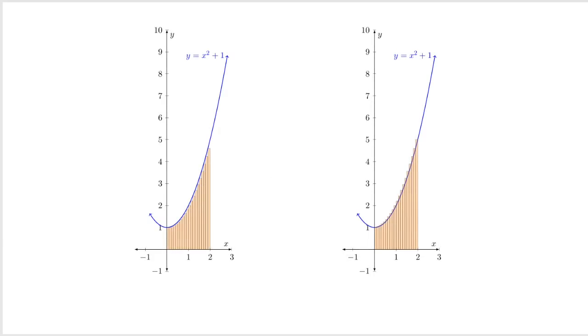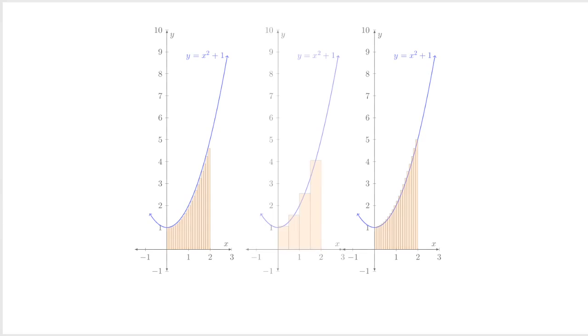So, for example, here we have Riemann sums with n equals 20. The interval from 0 to 2 has been broken into 20 rectangles. I've got it on the left using left-hand endpoints and on the right using right endpoints. And you can see that they're both pretty good approximations of the area under the curve. The one on the left is still slightly too small. The one on the right is still slightly too large. But we're getting better and better. And if instead of 20 rectangles, I'd used 20,000 rectangles, we'd have a very, very good approximation of the area under the curve.